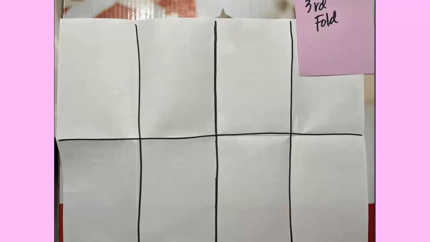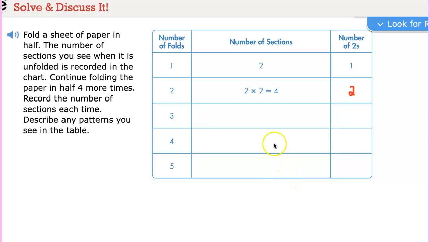Then we're going to fold it again for the third time. How many sections are there? There'll be 1, 2, 3, 4, 5, 6, 7, 8. There are 8 sections. And how many number 2s do we have? That's 1, 2, 3, and 4. For the third fold, we're able to get 4 sets of 2, right? So that's why we're able to get 8. How many 2s are there? There are 4 of them.